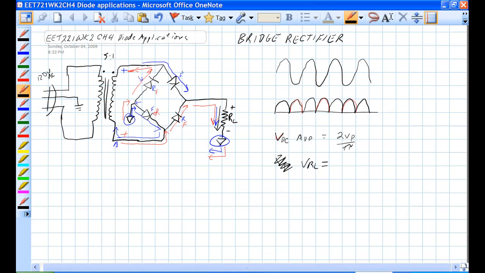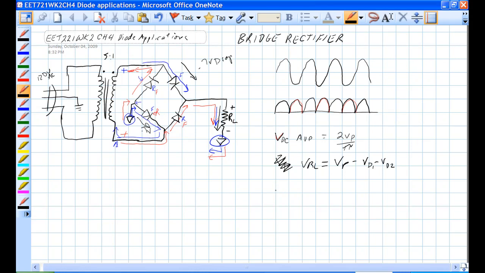When we look at current flow for one direction of this, we have current through this diode, which has a 0.7 volt drop, and coming back up, we have a 0.7 volt drop there. So it is the peak minus volts of D1 minus volts of D2. Okay, so it gives you a voltage drop.